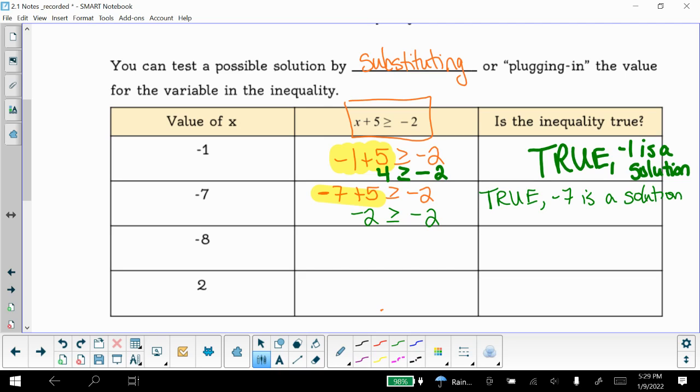-7 is a solution. And make sure that you're remembering that the number you were putting in was -7, not -2. That was the number you got out, but what we actually plugged in was this -7, just like in the previous problem we plugged in that -1. So -7 is a solution.